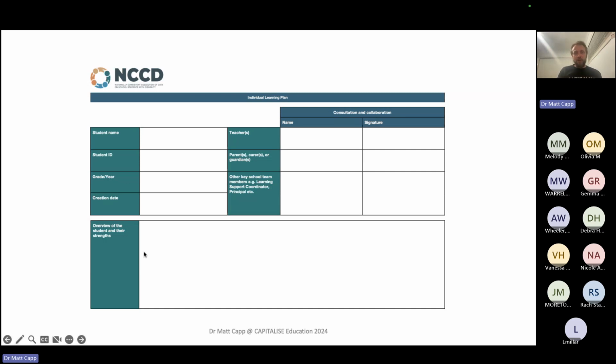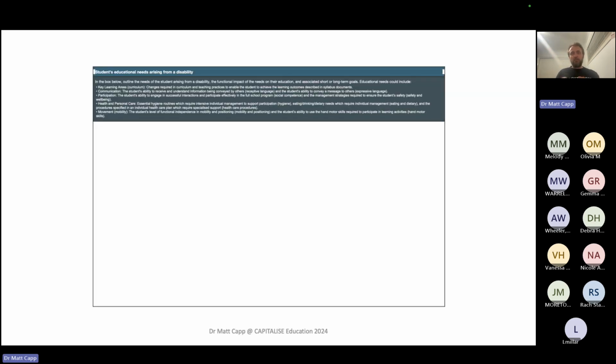So down here at the bottom, overview of the student and their strengths. By doing that for the tier 1 and then for individual students, we can put those strengths into this nationally consistent collection of data individual learning plan. Then the next part is talking about what are the functional impacts of those students. By doing this process around identifying them, it gives us really good data to put in there and say to the federal government, we really know the learner in front of us.